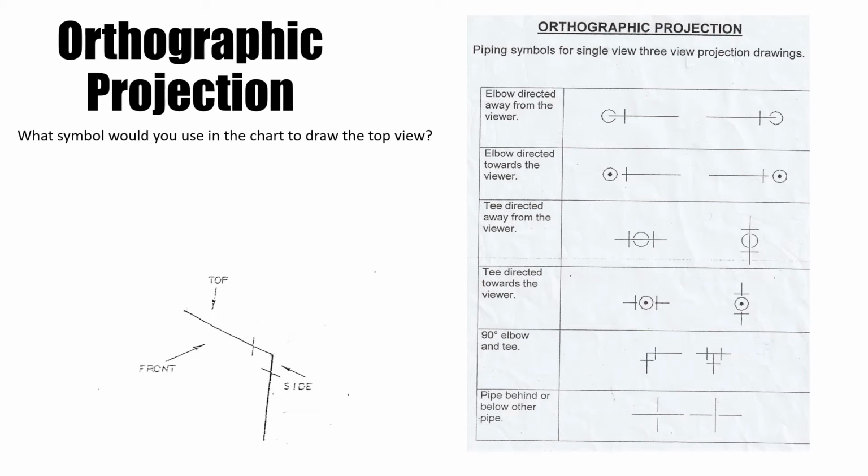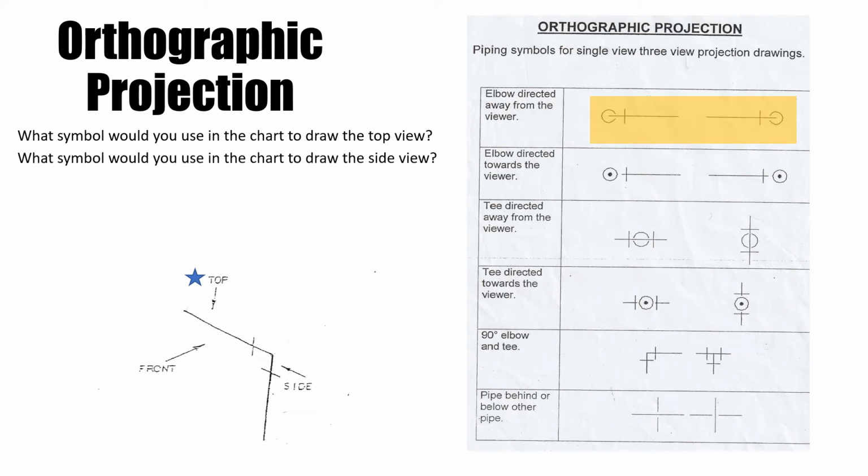So what symbol would you use in the chart to draw the top view? Say we're looking at this entire drawing, and you've got to ask yourself, what exactly is happening in this drawing? So the top view means you're not necessarily standing right here looking at it. You could be up here looking down on the entire thing. I often say to students, from the top view, just imagine yourself floating in the clouds looking down on this. And you have to ask yourself, what is this 90, what is this elbow actually doing? So we look from here, it's turning away from the viewer. Comes along here, it turns down. So therefore, you would need an elbow directed away from the viewer. And this is how you would draw it.